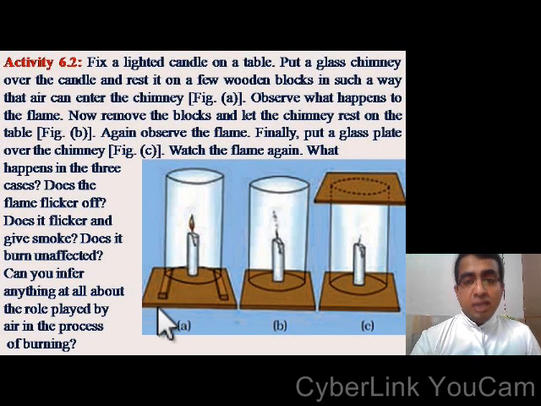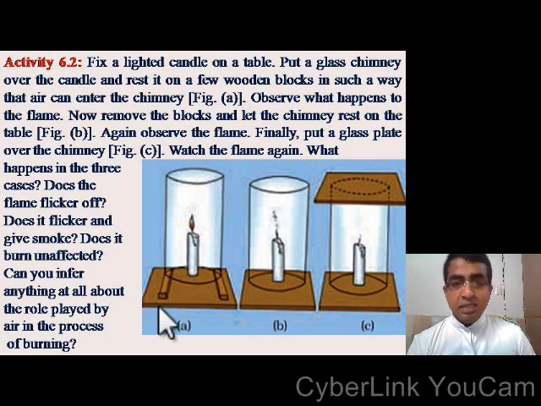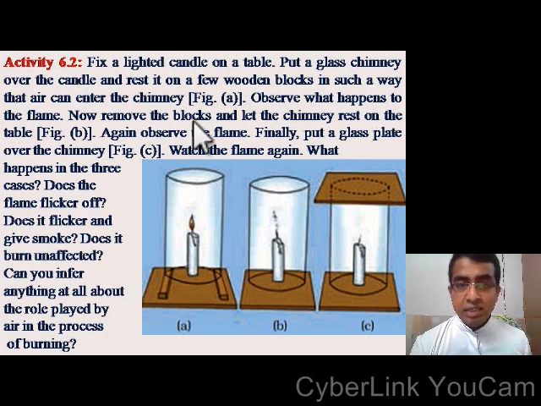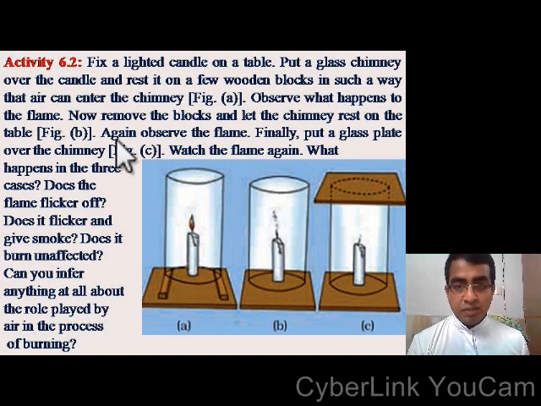Let's go for another activity. Fix a lighted candle on a table. Put a glass chimney over the candle and rest it on a few wooden blocks in such a way that air can enter the chimney. You can see the diagram here. A glass chimney over the candle and it is resting on a wooden block. You can see the wooden block. Then observe what happens to the flame.